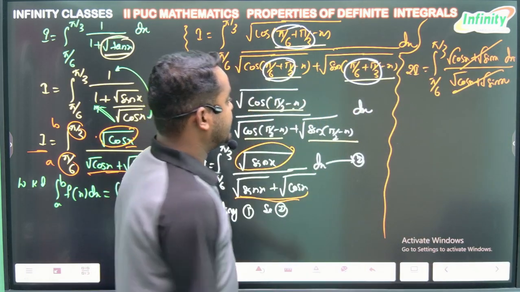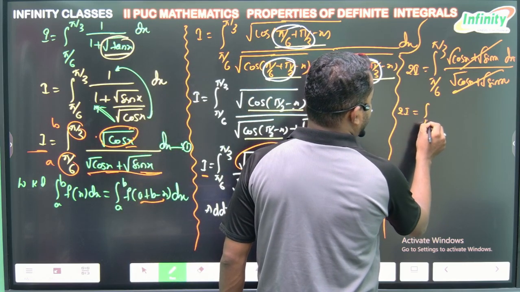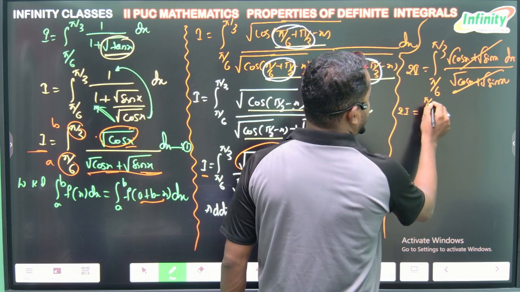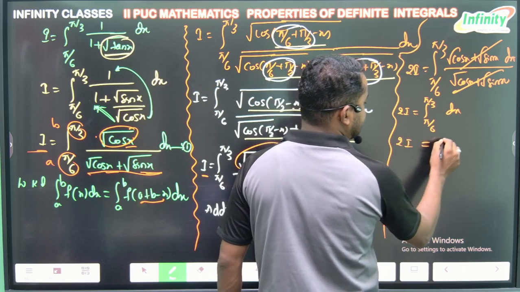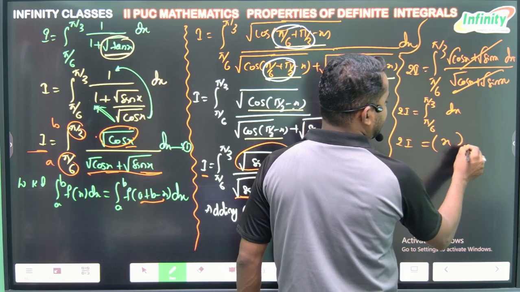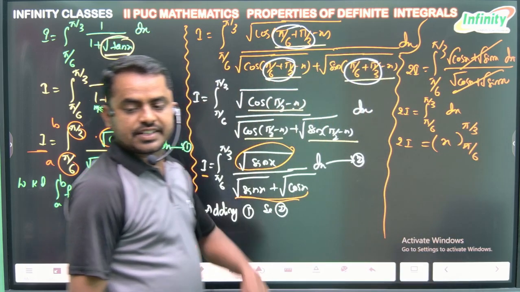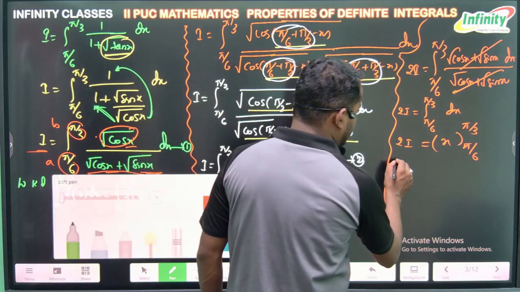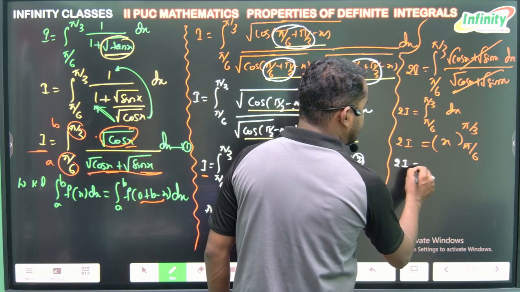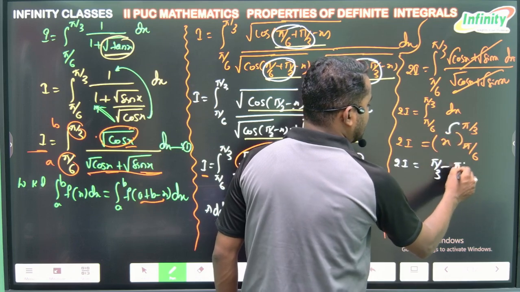After cancelling, 2I is equal to the integration from 5π/6 to 5π/3 of dx. Integration of dx is x, between the limits 5π/6 to 5π/3. First substitute the upper limit, then minus the lower limit. That is, 2I is equal to 5π/3 minus 5π/6.